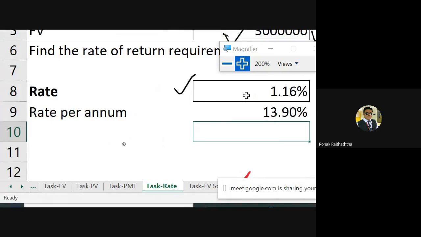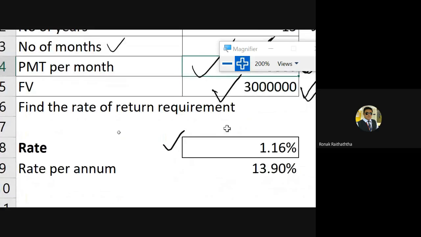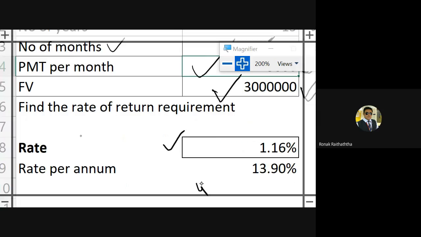Now, if this 5,000 rupees had been quarterly, then the rate would have been quarterly. So in 1 year, you have 4 quarters. So in that case, you would be multiplying the rate by 4. If you had got a semi-annual rate, then for per annum you would have multiplied by 2. I hope you are getting this.